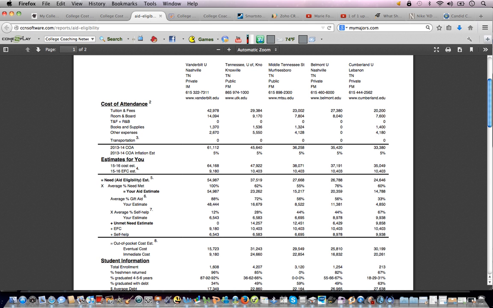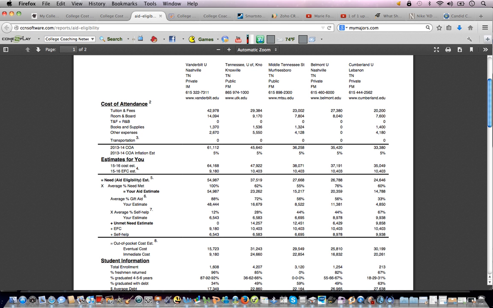Okay, so what does that mean? If you're looking at Tennessee, Knoxville compared to Vanderbilt, and again, every person is on a case-by-case basis. This is the average aid that they give per student that goes to that university, and this is data that they post that we pull from the U.S. government informational website. So this is public information that they put out there. 62% of 37,519 means that they're only going to give you, in this situation, 23,262 in total financial aid.